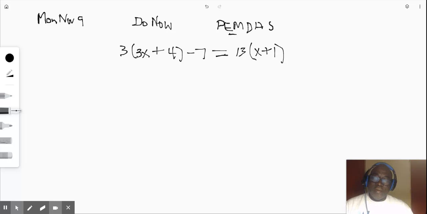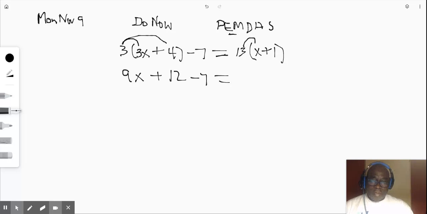Then the next step would be to distribute or multiply here. So we multiply 3 by 3x and multiply 3 by 4 on the left side of the equation. So this would be 9x, 3 by 3x is equal to 9x, plus 3 by 4 is 12. And then we still have our minus 7 here on the left side of the equation. So that is equal to, we multiply 13 by x, which is going to be 13x, plus 13, because 13 by 1 here is 13.